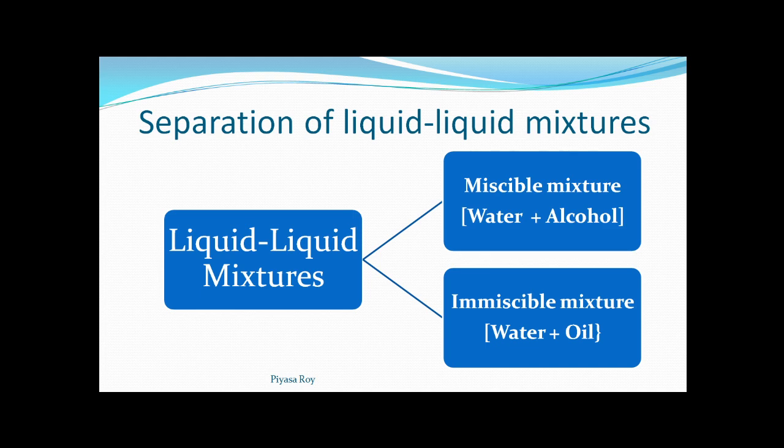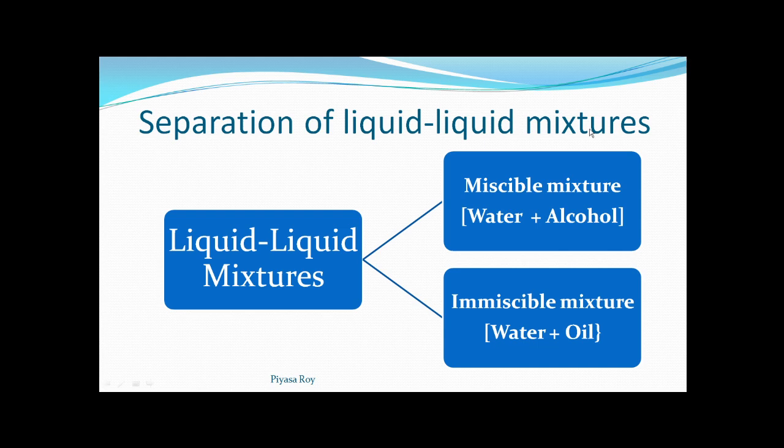Next, separation of liquid mixture. So there are two types of liquid mixtures. One is miscible mixture, another is immiscible mixture. Miscible mixtures are those mixtures where both are liquids, and both the liquids can form a homogeneous mixture, we can say. We cannot see the particles separately, both will get mixed properly and homogeneously.